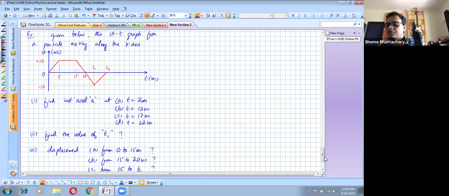Given to you is a simple velocity versus time graph. Now remember, velocity is a quantity which has algebraic sign. Hence the graph is going both on the positive side and the negative side. And all the parts of the graphs are individually straight lines. There's no curvature involved. So between 0 and 5 seconds, it's a straight line. Then between 5 and 15, it's a horizontal straight line. Then again, between 15 and t1, whatever that is, it's a straight line. And then between t1 and t2, whatever that time is, it's a straight line. So just start on this using this.